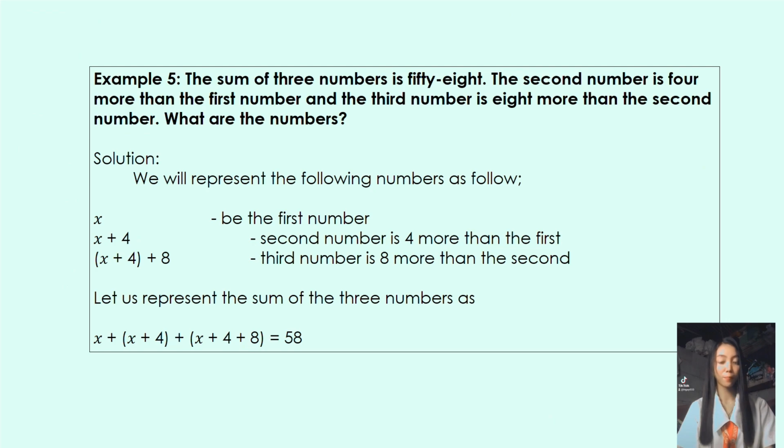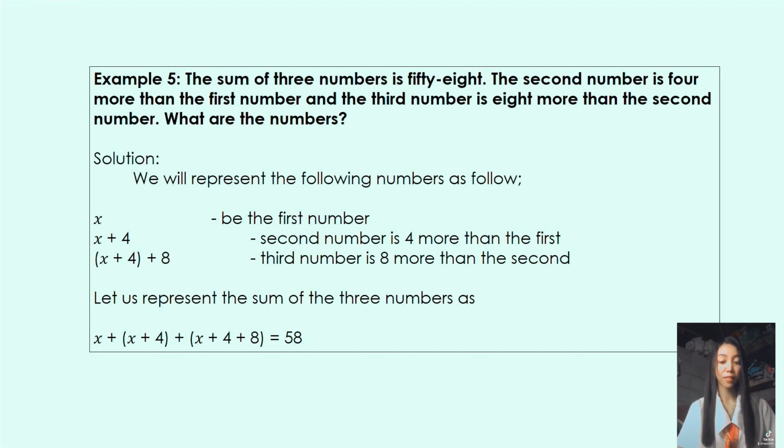Example 5. The sum of three numbers is 58. The second number is 4 more than the first number and the third number is 8 more than the second number. What are the numbers? Solution. We will represent the numbers as follows. x will be the first number. x plus 4 will be the second number, 4 more than the first. x plus 4 plus 8 will be the third number, 8 more than the second.